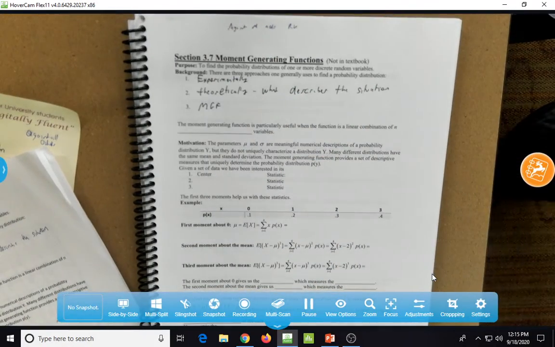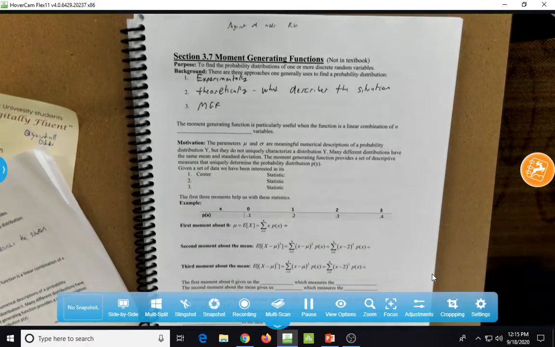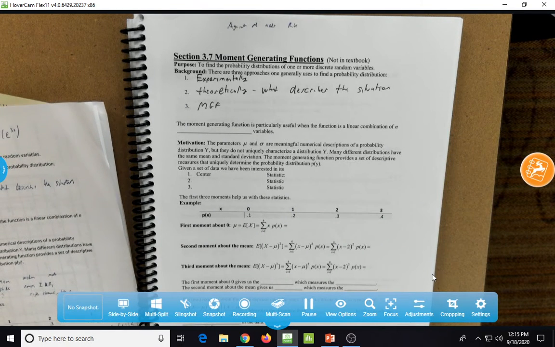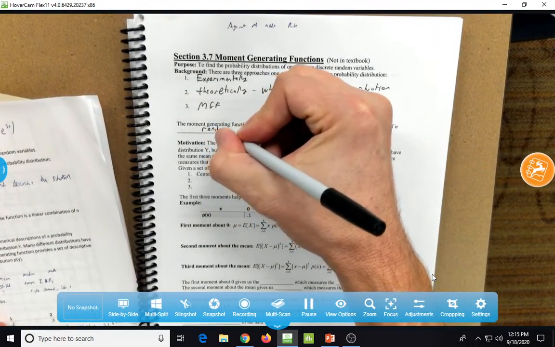And moment-generating functions come from physics, probably mechanics, University Physics 1 or 2, where you talk about moments about the mean, and second moments, like how objects twist and turn. More statics. Oh, more statics? Okay, statics. I also did that in EFIS 1. Now, this is particularly useful when the function is a linear combination of random variables.